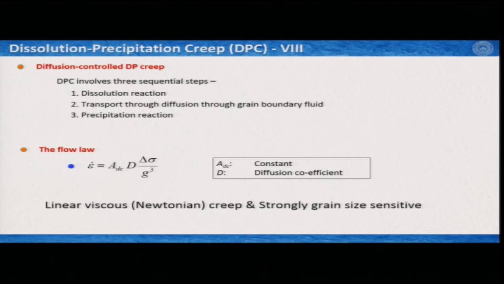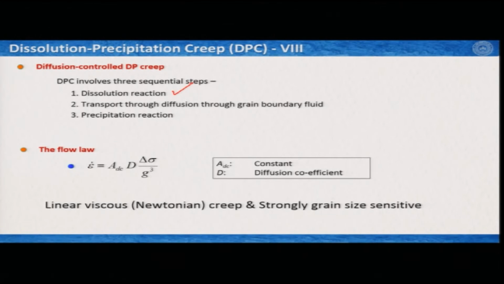And it happens in 3 different stages, which are in sequence. First, you have to have a dissolution reaction, that means you have to dissolve your material, then you have to transport it through the mechanism of diffusion, in this case mostly along the grain boundaries or through an open space, and then it has to precipitate somewhere. So, first is the dissolution reaction, then transport through diffusion through grain boundary fluid, and then precipitation.